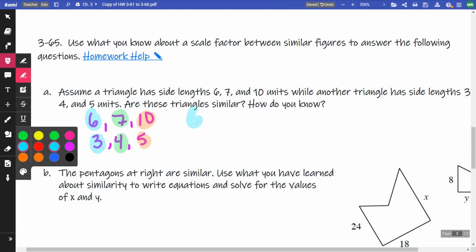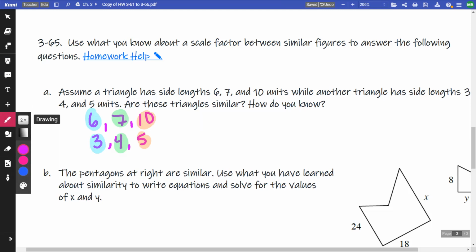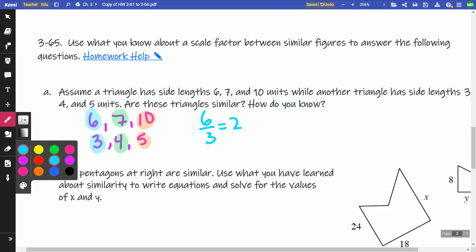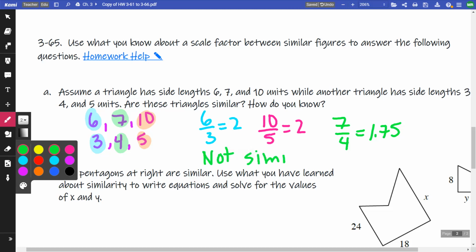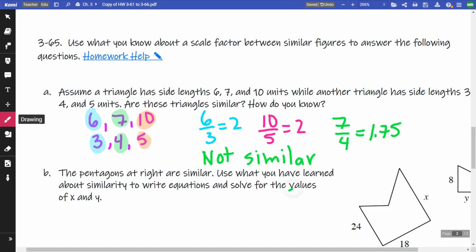So when I do 6 over 3, I get 2. When I do 10 over 5, I get 2. So far it looks similar. The problem is when I do 7 over 4, I end up with 1.75, which is not the same ratio. So these are not similar. So you don't want to just check 2 pairs, you want to check all 3.